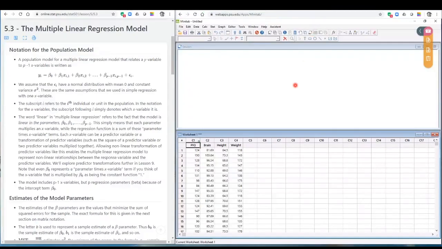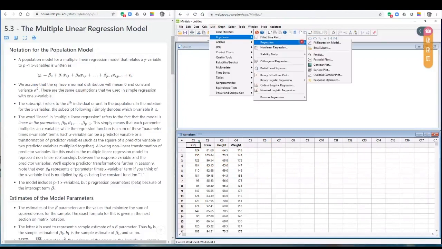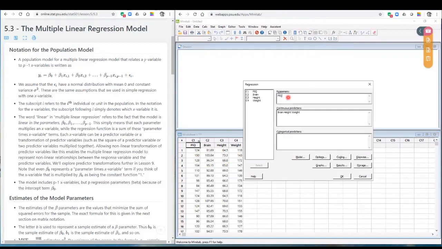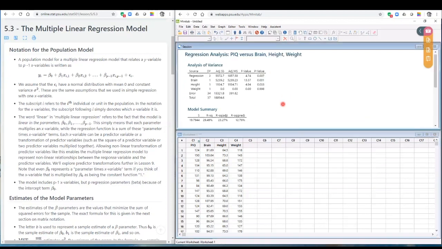In this video, I'll work through an example of a multiple linear regression model with 3 predictors. So here's the data down here. We have a response variable PIQ and then 3 predictor variables, brain, height, and weight. And I'm going to fit this multiple linear regression model here. So I select stat, regression, fit regression model. And I put PIQ in the response box, and then brain, height, and weight in the continuous predictors box. And then click OK. And then here are the results.